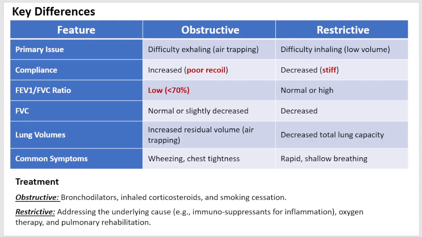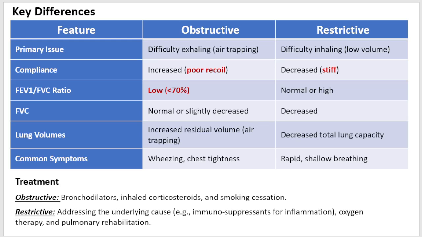Let's compare the two in the table by focusing on their mechanical and diagnostic differences. Now, let's look at the table. In COPD, airflow is obstructed due to narrowed or inflamed airways. This makes exhalation difficult and leads to air trapping. Compliance is increased because the lungs lose their elastic recoil like overstretched balloons.